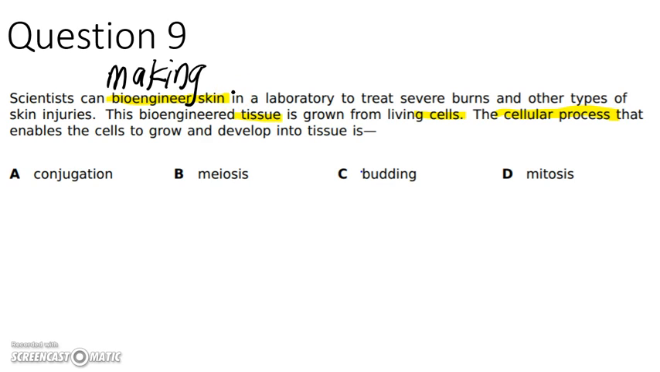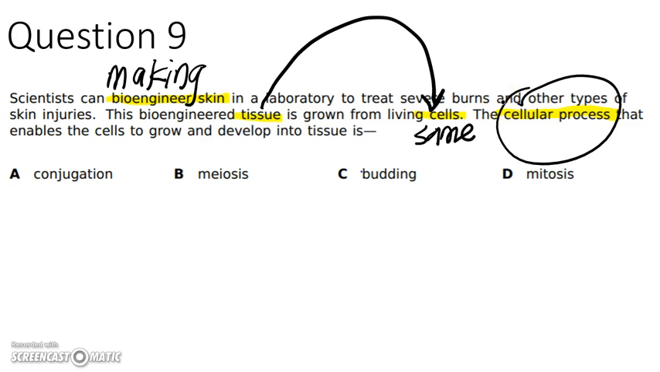The tissue is coming from cells. So we do know that tissue, remember, is built from cells. We know that from our levels of organization. Groups of cells will stick together and form tissue. So they're going to be the same kinds of cells. So they're all going to be skin cells in this case to form tissue. And we want to know, what is the cell process that makes these cells that can grow into tissue?